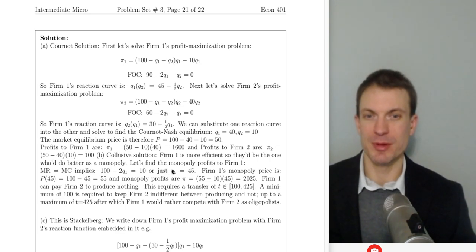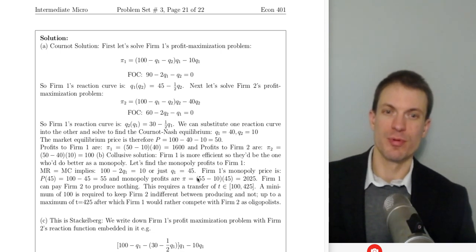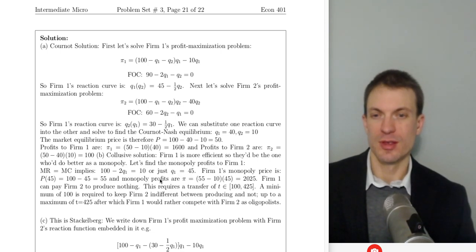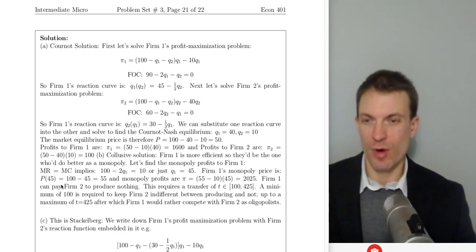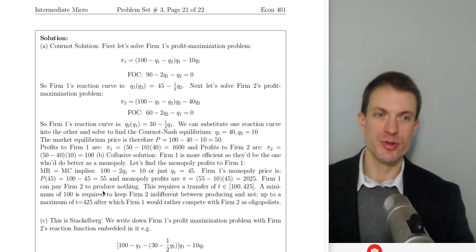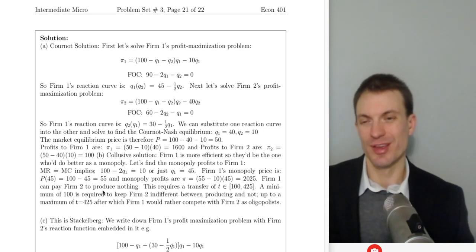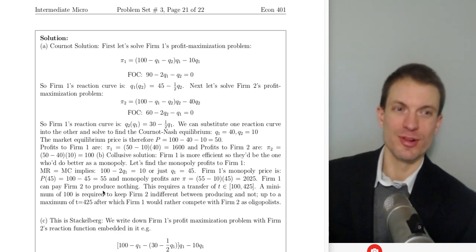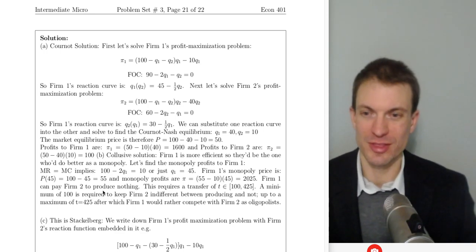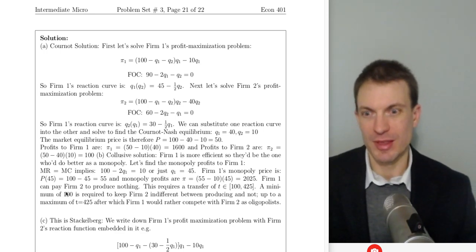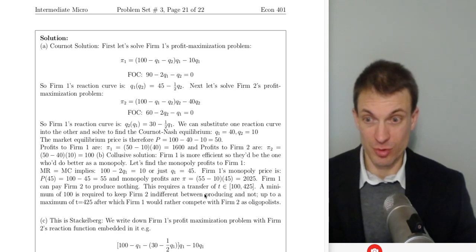So let's find the monopoly profits for firm 1. As a monopoly, firm 1's going to produce a quantity of 45. Their price would be 55. Monopoly profits are just going to be 2025. Firm 1 can pay firm 2 to produce nothing. They can buy them out, or they can collude, which is super illegal. The antitrust regulators would get them, but if they did, they could at least make the other firm want to stay out. So this would require a transfer.